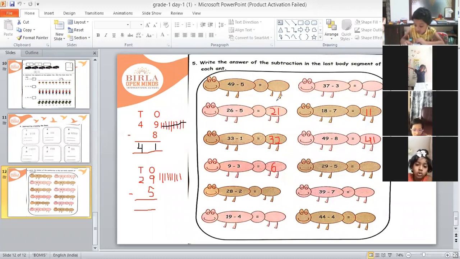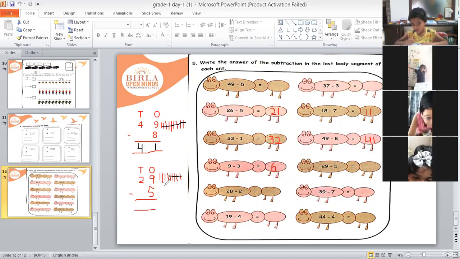Ashrita, what is the number after minus sign? After minus sign, what is the number? Ashrita, after minus sign, what is the number? 5. Yeah, so how many lines we will cut? 5 lines. Yeah, we will count and cut 5 lines now. So 1, 2, 3, 4, 5. Okay, so how many lines are left now, Ashrita?